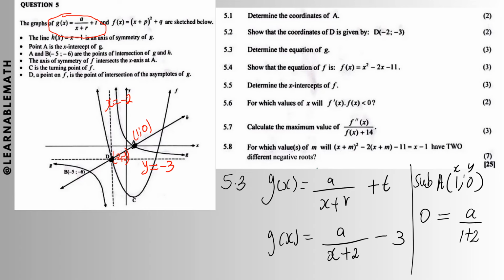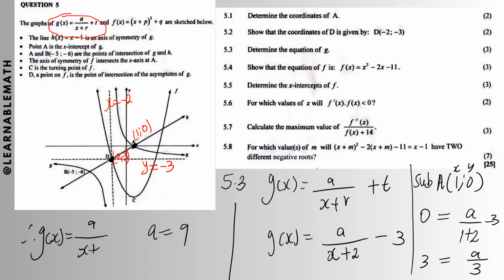So it's 1 plus 2 minus 3. 3 will go that side, and a over 3, then a will be equal to 9, right? Then finally our equation g of x is 9 over x plus 2 minus 3. That is the equation of g of x, right?